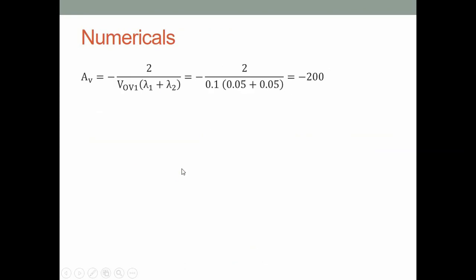With our numbers, we have a lambda of 0.05, and the lowest VOV is 0.1. So we can get a gain of minus 200 from this circuit, and the gain was minus 60 for the circuit with RD. So we've got some improvement in the gain by using the PMOS load. Can we increase this gain further? Lambda is 0.05 and VOV is 0.1. Can we do something to increase this gain further?